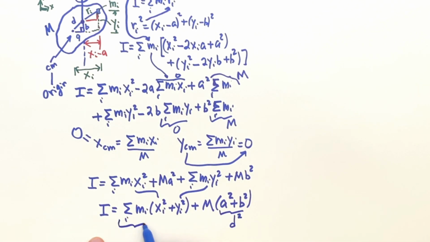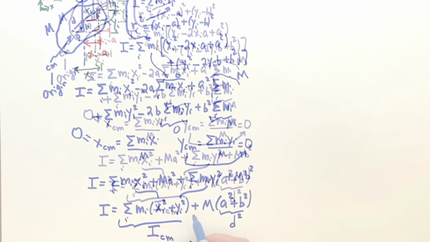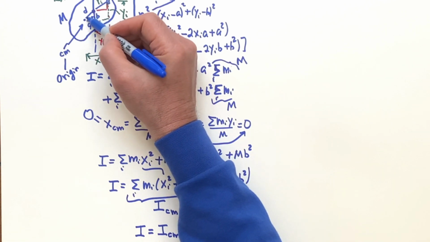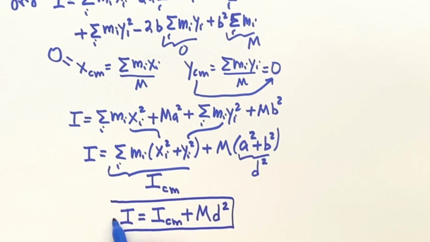And this is the moment of inertia measured from the center of mass. So that's the center of mass moment of inertia. So we have this really cool formula that the moment of inertia about any axis is the moment of inertia about the center of mass plus the mass of the entire unit times the distance your axis is from the center of mass. So that's the parallel axis theorem. And that'll help us do lots of problems without a lot of calculus steps.